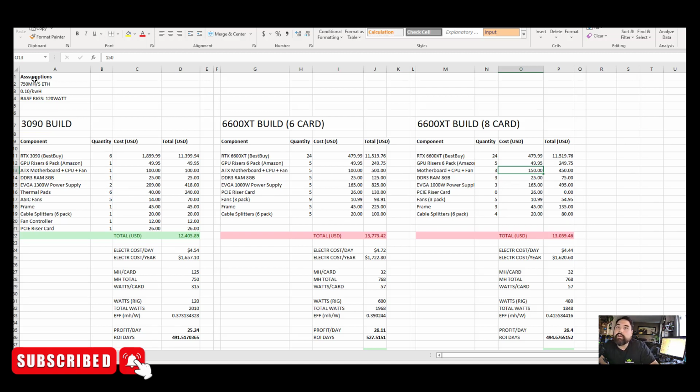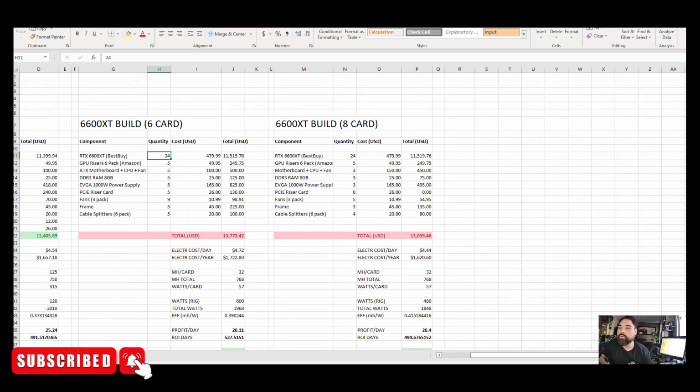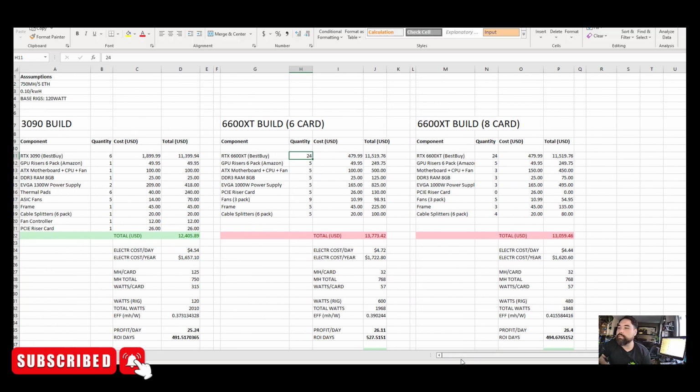In order to get 750 mega hash per second, we only need 6 3090s because they hit around 125 during optimal settings and in optimal environments and temperature and everything, we'll get around 125 mega hash. 6600s will hit around 32 mega hash, so we'll require 24 6600s to equal the 6 3090s. We get a total rig build here for the 3090s of 12,405. We get a total rig build for the six card rigs, five of them, of the 6600s for 13,773.